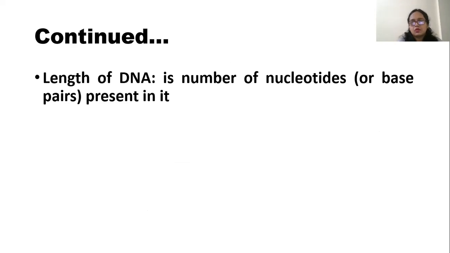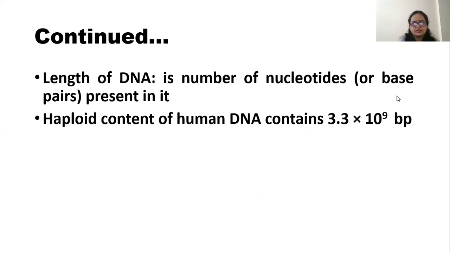Now, what is the length of DNA? Length of DNA is generally described as the number of nucleotides or base pairs present in it. So, what are nucleotides? Nucleotides are the basic unit in the structure of the DNA. We'll talk about it in a few slides. So, haploid content of human DNA contains around 3.3 into 10 raised to 9 base pairs. So, we can see the number of base pairs in human DNA is around this much.